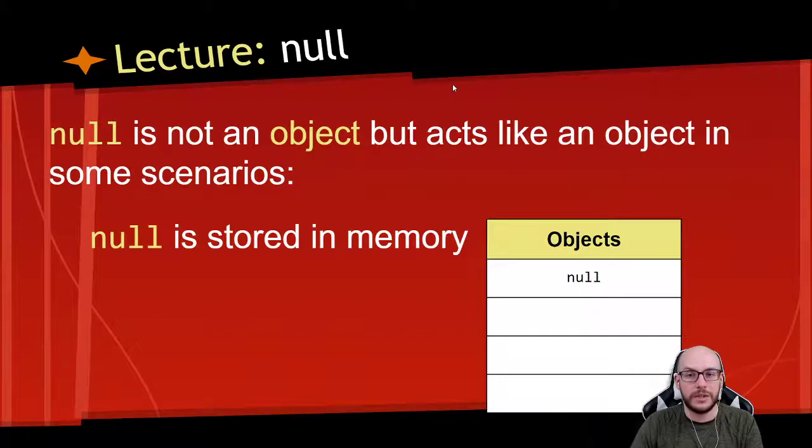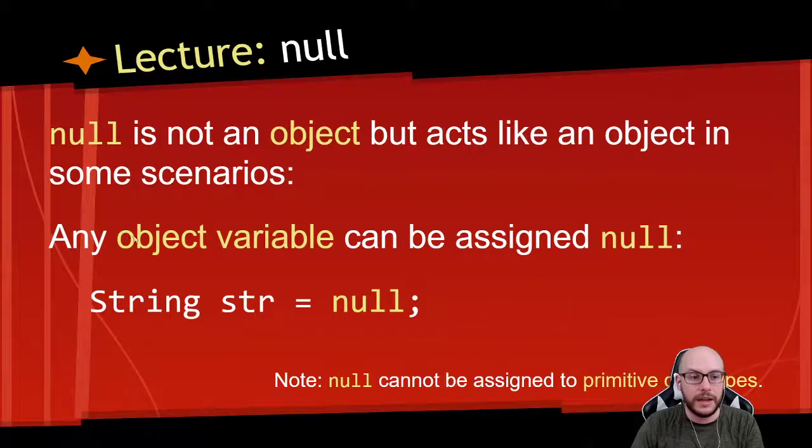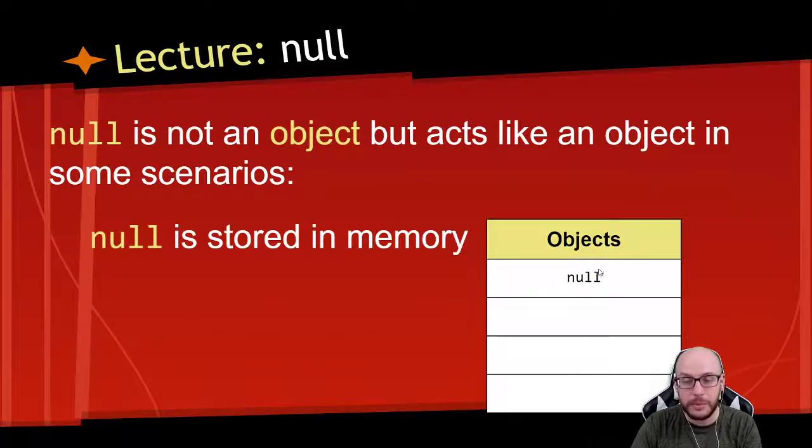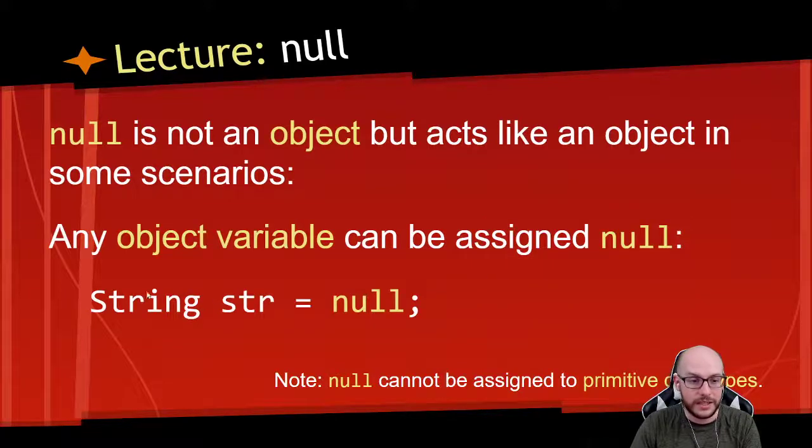Null is not an object, but acts like an object in some scenarios. For instance, null is stored in memory. Basically, whenever your program executes, there is a spot in memory that's set aside that represents null. It represents nothing for all objects. Any object variable can be assigned null, right? Since this takes up a spot in memory, think back to our pointers. I can tell string variables to point to that spot. I can tell this string str to reference null.